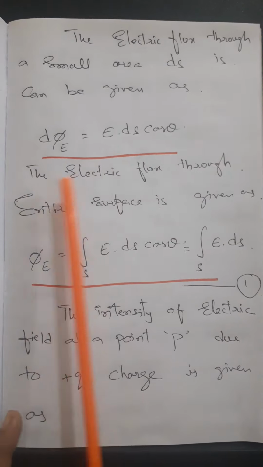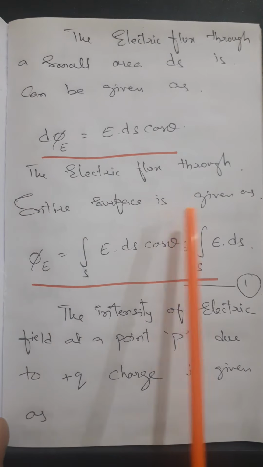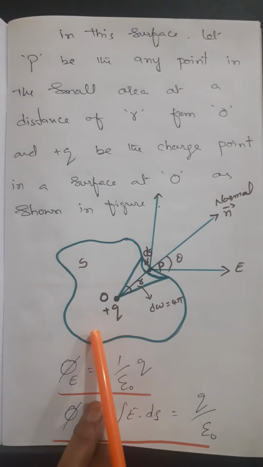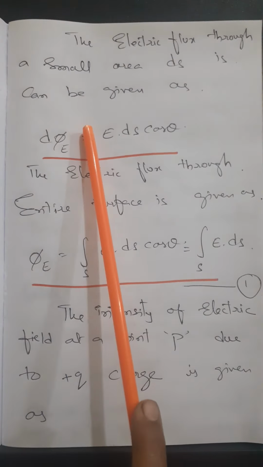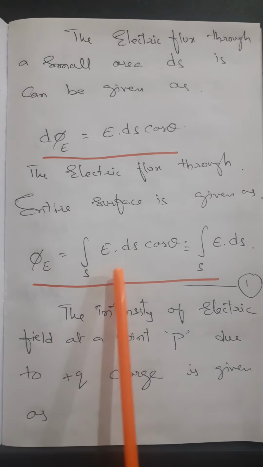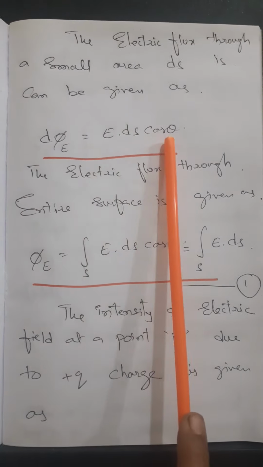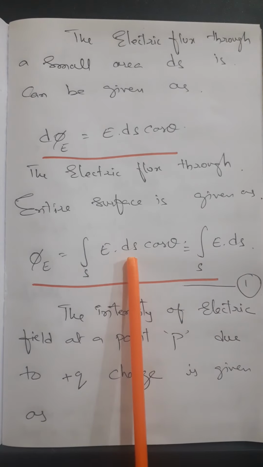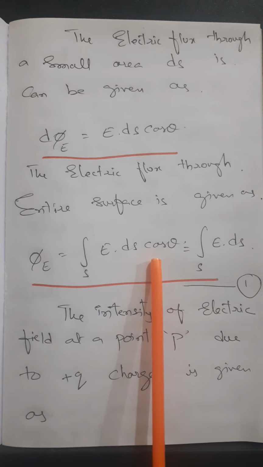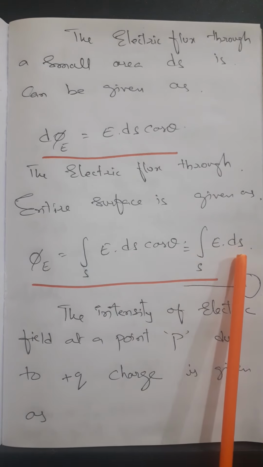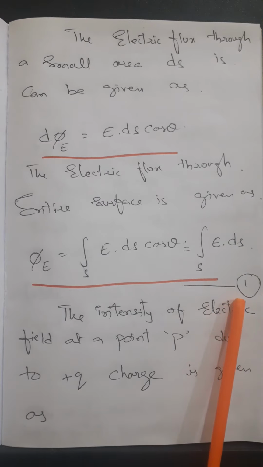Now the electric flux through the entire surface is obtained by integrating this equation. When you integrate d phi, you get phi E equal to the integration of E dot ds cos theta. Since the angle term is very small, we neglect it, and simply write E dot ds. Let us call this equation number 1.